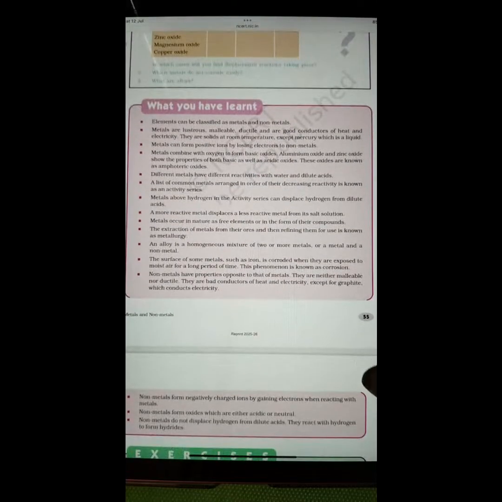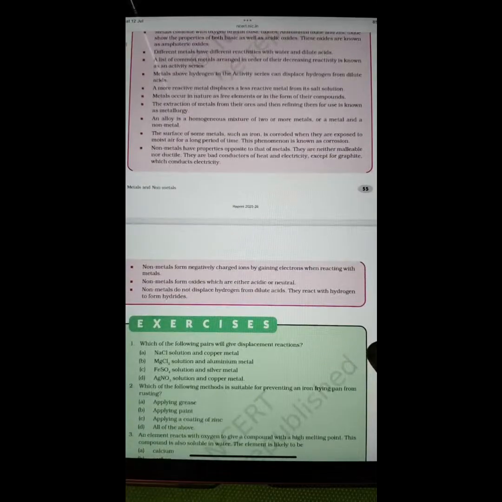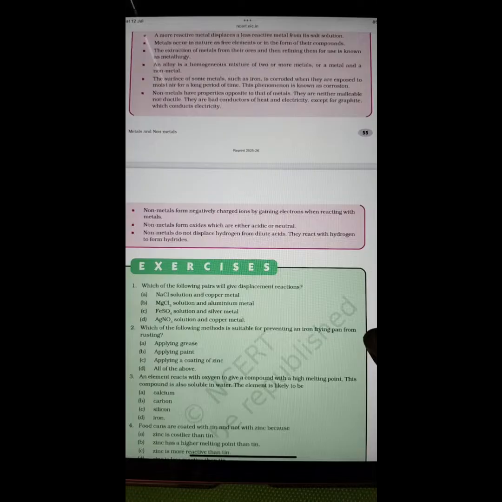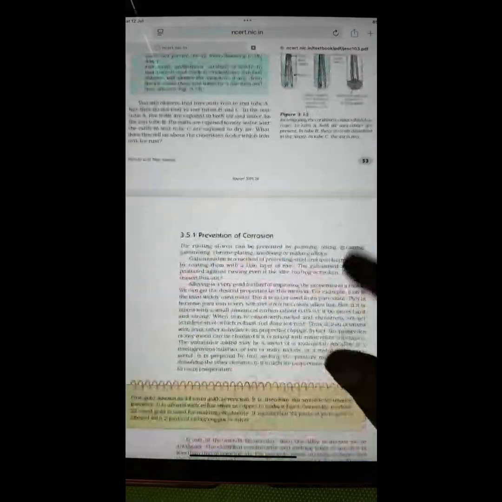The surface of metals such as iron is corroded when they are exposed to moist air for a long period of time. This phenomenon is known as corrosion. Non-metals have properties opposite to that of the metals. They are neither malleable nor ductile. They are bad conductors of heat and electricity, except for graphite, which conducts electricity. Nonmetals form negatively charged ions by gaining electrons when reacting with metals. Nonmetals form oxides, which are either acidic or neutral. Nonmetals do not displace hydrogen from dilute acids; they react with hydrogen to form hydrides.